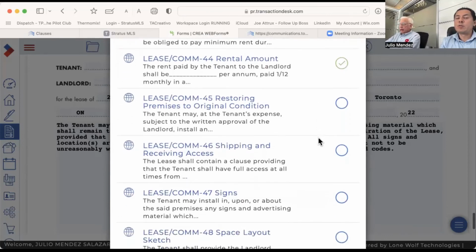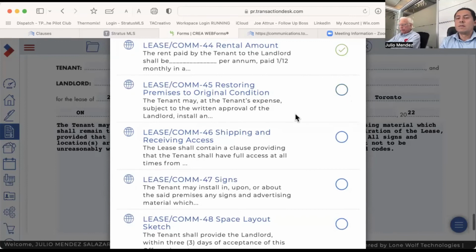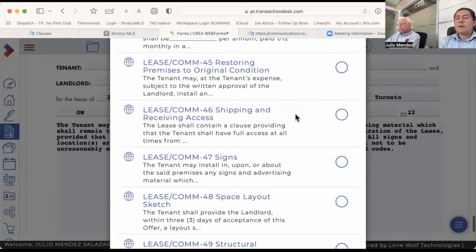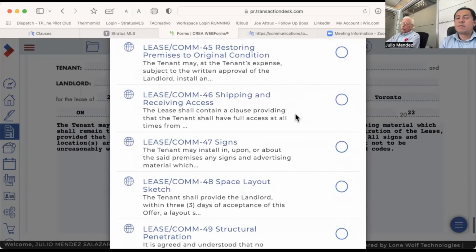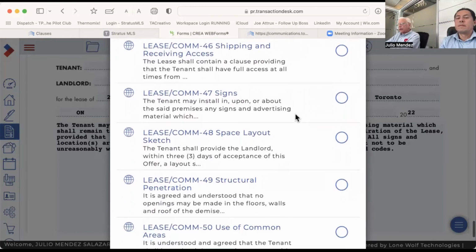Restoring premises to original condition. Yeah, no, that's probably the landlord. If their new partitions are going in or changes within the demised premises, the landlord may insist that prior to the tenant vacating the premises, he has to take those partitions down at his expense. Okay. Shipping and receiving access. Only if there is shipping and receiving at the rear of the retail space.